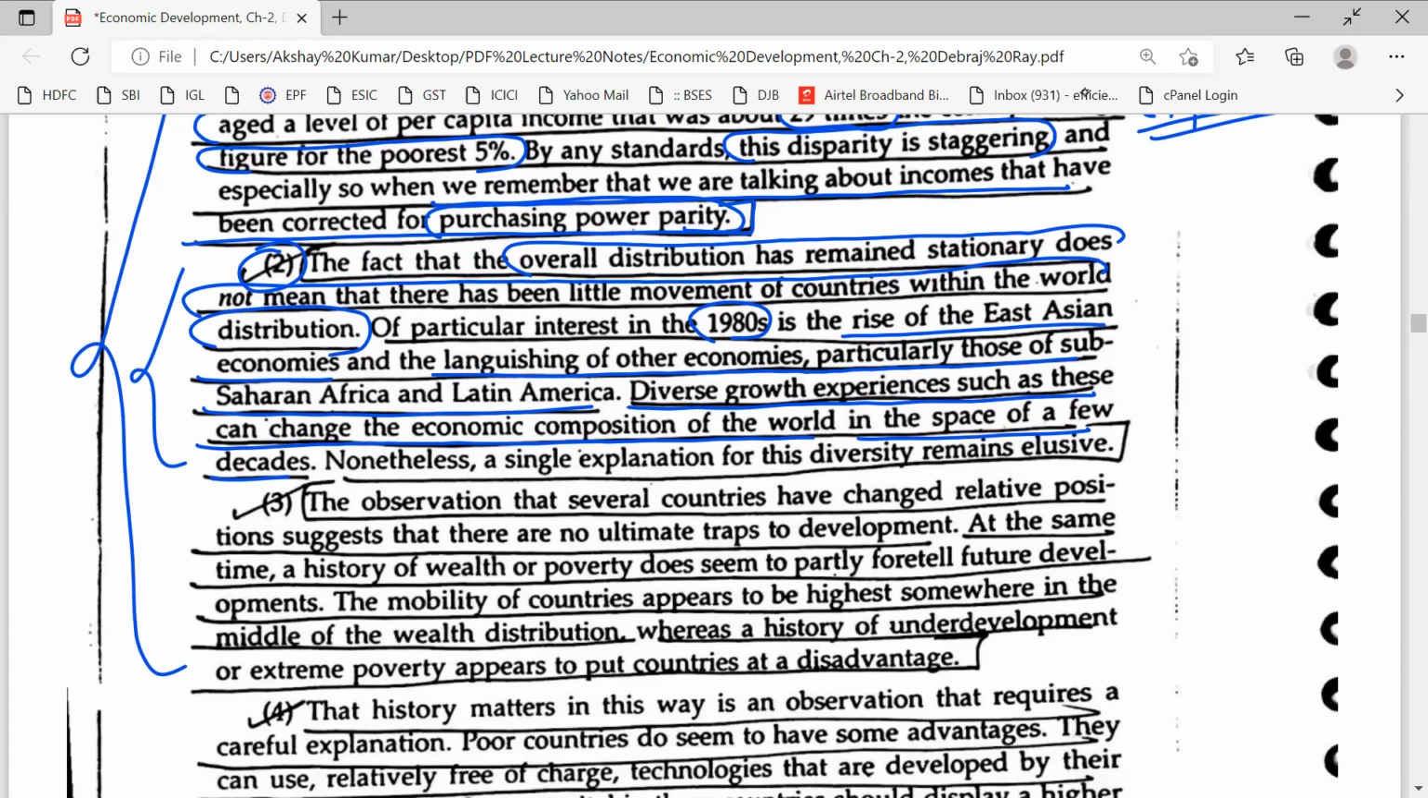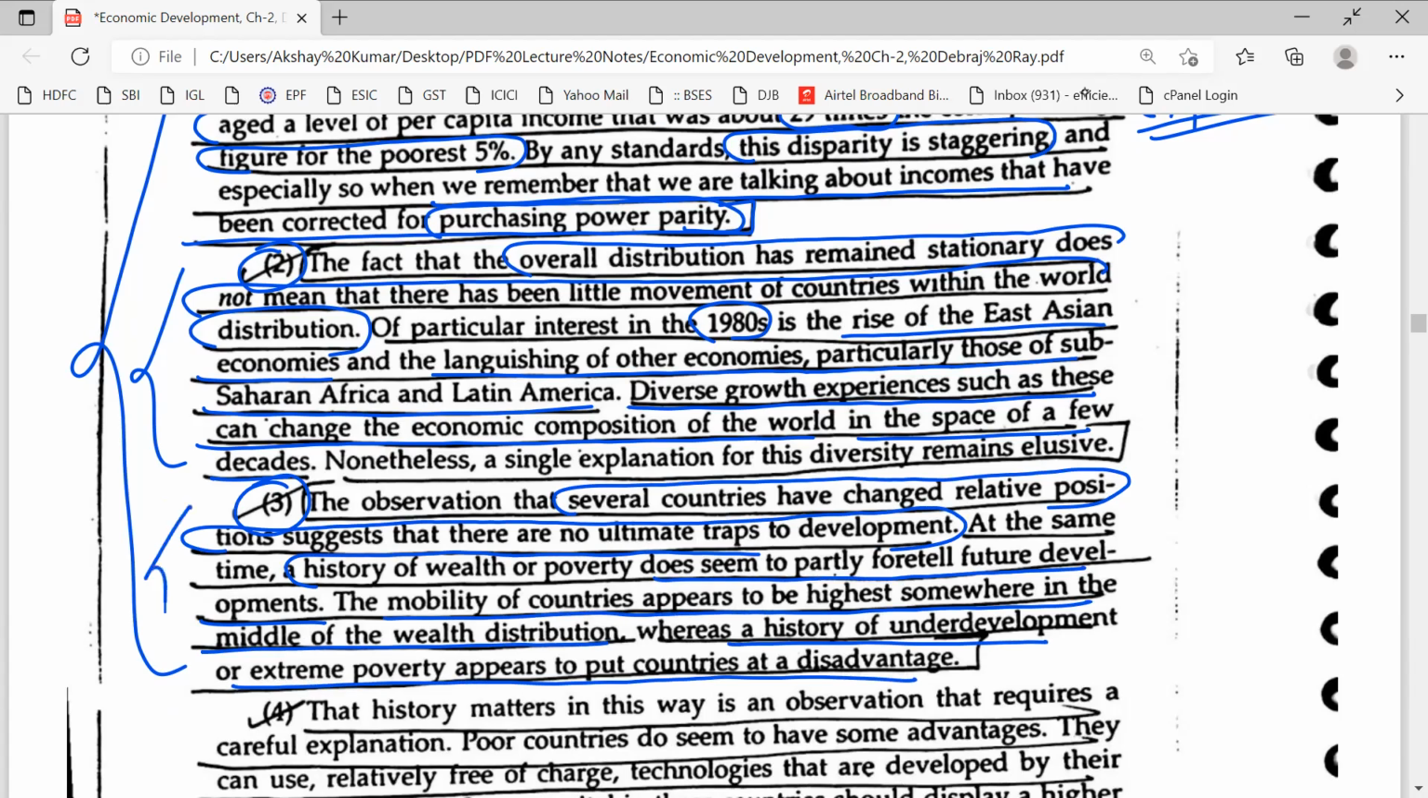And then let's look at point number 3. The observation that several countries have changed relative positions suggests that there is no ultimate traps to development. At the same time, a history of wealth or poverty does seem to partly foretell the future developments. The mobility of countries appears to be highest somewhere in the middle of the wealth distribution, whereas a history of underdevelopment or extreme poverty appears to put the countries at a disadvantage.